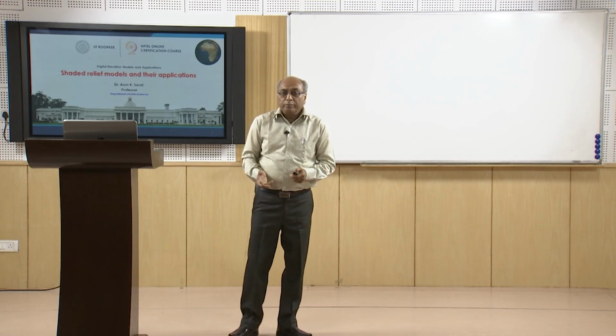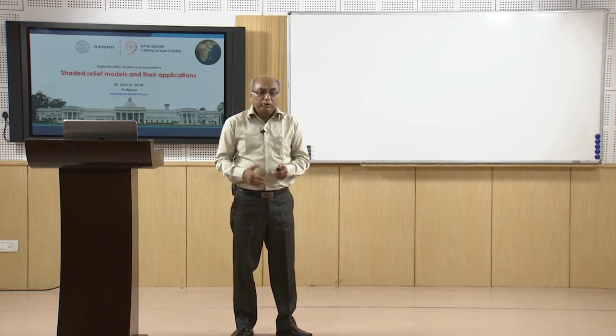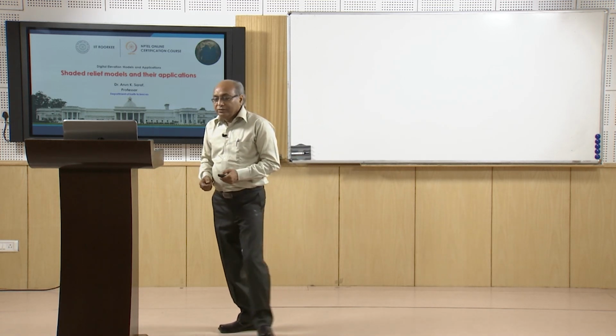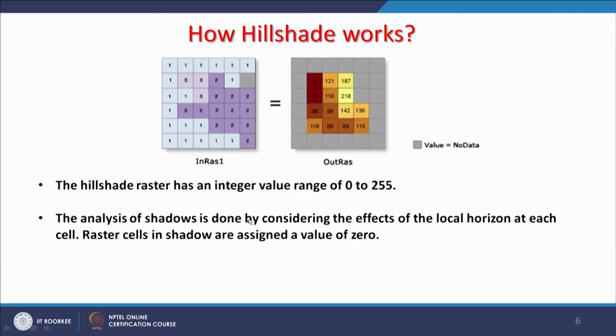The hillshade raster has an integer value range between 0 and 255 because 8 bits can be created very easily, but depending on the requirements and software one can go for a larger range. Instead of 0 to 255, one can go for 0 to 512 and so on. The analysis of shadow is done by considering the effect of the local horizon at each cell, and raster cells in shadow are assigned a value of 0, depicting the shadow.